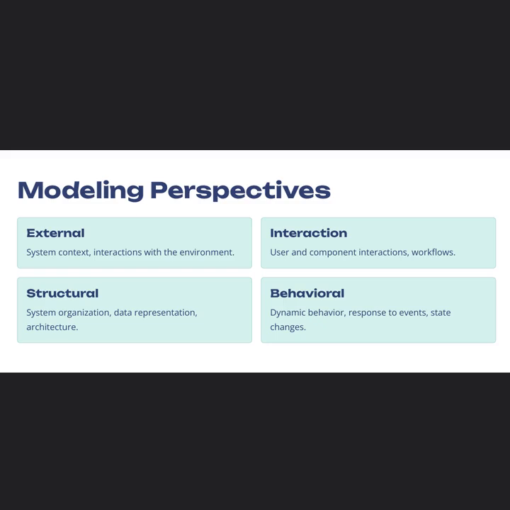Now let's discuss the modeling perspectives. There are four main perspectives when modeling systems. External perspectives focus on how the system fits into its environment. Interaction perspectives show how users or components interact within the system. Structural perspective illustrates the organization of the system components and the data. Behavioral perspective demonstrates how the system responds to events or changes over time. These perspectives together give a complete picture of the system and its operations.